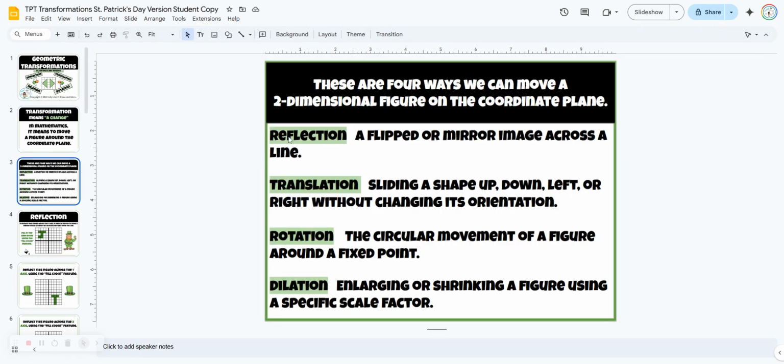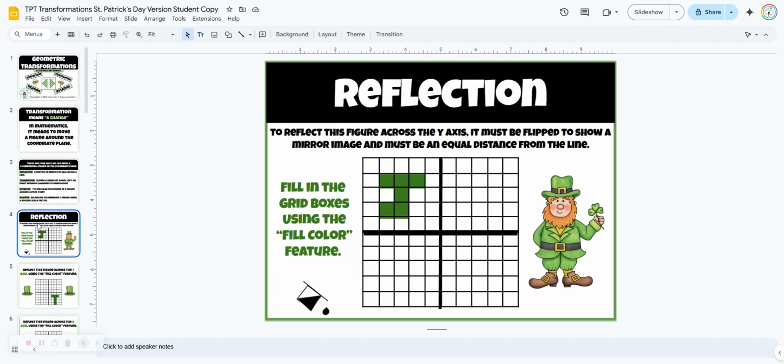And then they're given the definition of these 4 transformations. They can refer back to slide 3 if they need to. And then they start on slide 4. So they're given a shape here, and they need to reflect this figure across the y-axis. So it needs to be equal distance from the y-axis and a mirror image.